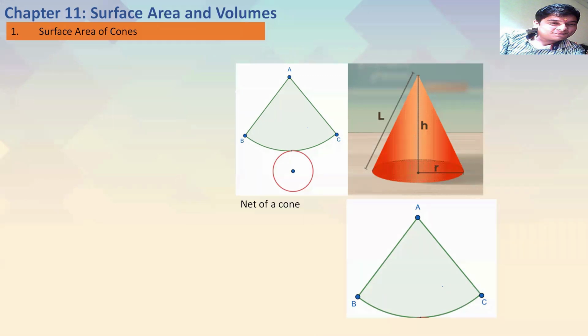So, you see a cone over here. Yes, sir. It has base radius r. As you notice, it has base radius r. It has vertical height h and slant height l. Now, if you cut open this cone, it's going to look like this.